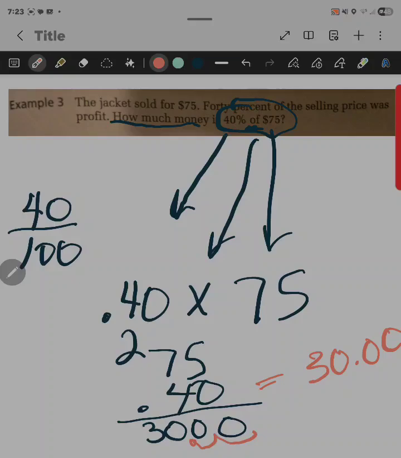Now, what did I say the last step is? We're going to find out if my answer makes sense. Is $30 right? Because it says how much money is 40% of $75. Well, what would 50% of $75 be? It would be about half of that $75, which is about $37.50. But 40% would be a little bit less. And that makes sense that it is $30.